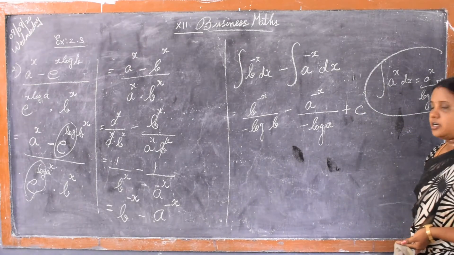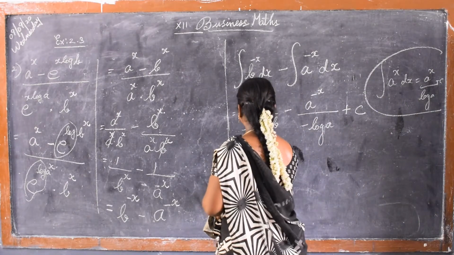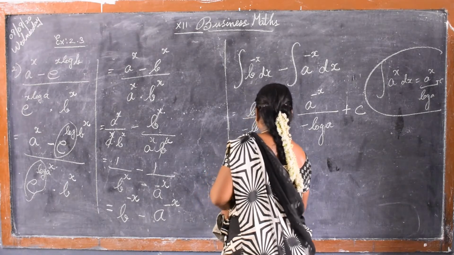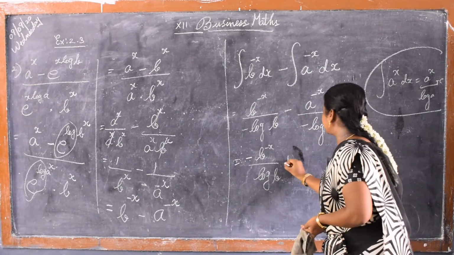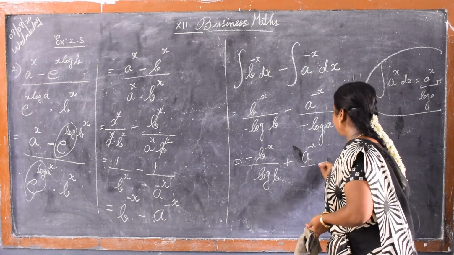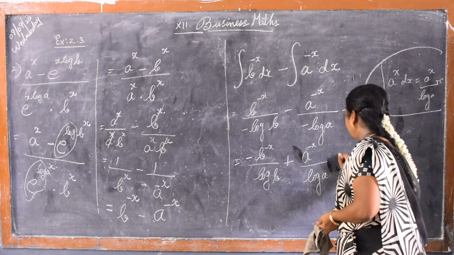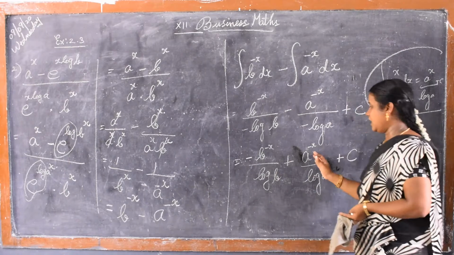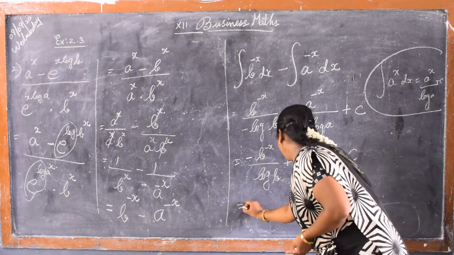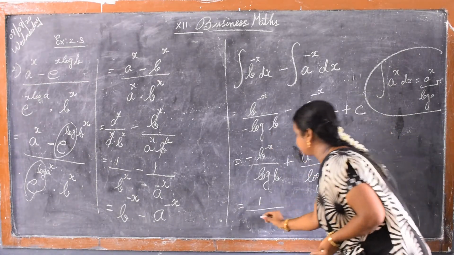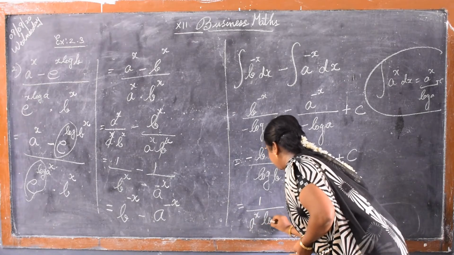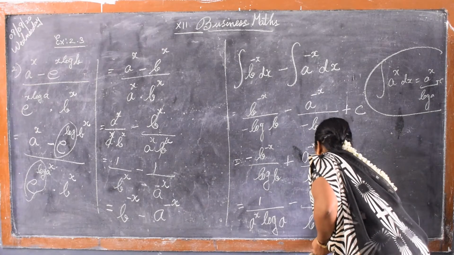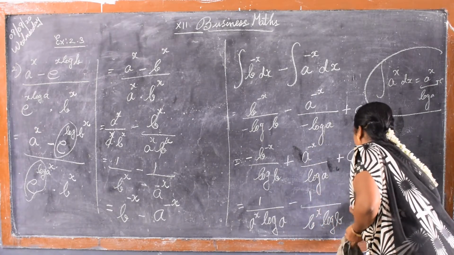Have you understood? Now what I am going to do? Listen, minus b power minus x by log b. Minus minus, what will it be? You will get plus a power minus x by log a plus c. The b power minus x I am going to take to the denominator. Here also bring it to the denominator. Then what will it be? 1 by a power x log a minus 1 by b power x log b plus c.